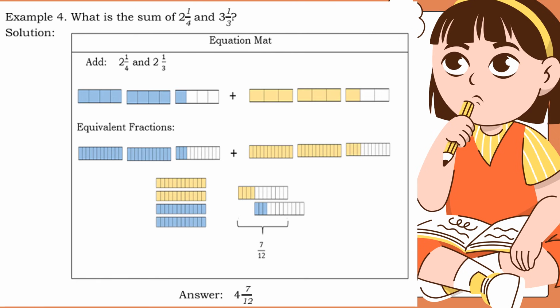Example number 4. What is the sum of 2 and 1/4 and 3 and 1/3? Here's the solution. Equation math. Just add 2 and 1/4 and 2 and 1/3. The answer, 4 and 7/12.